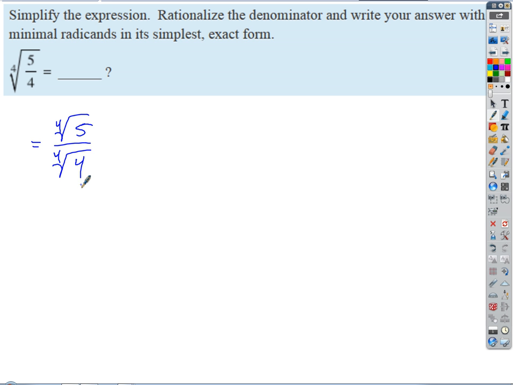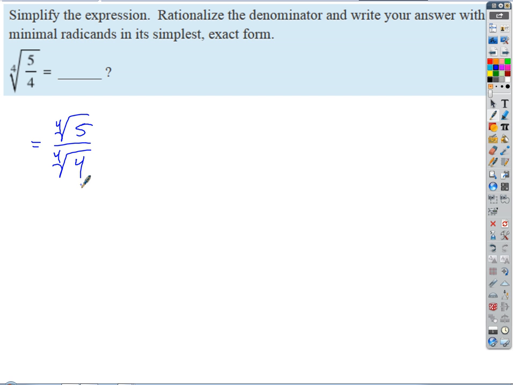Any suggestions? What do you think? I'm kind of confused. Okay, so on the bottom, what would that be as a fractional exponent? 4 to the 1/4. So then I'd have to multiply the bottom by what? 4 to the 3/4. Okay, that would work. That's fine. So there's one suggestion. We'll see if we can make a small improvement on that.